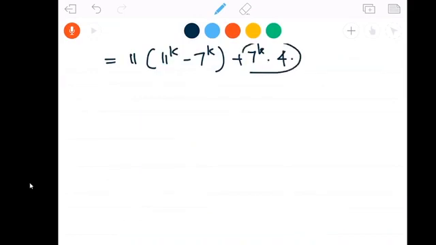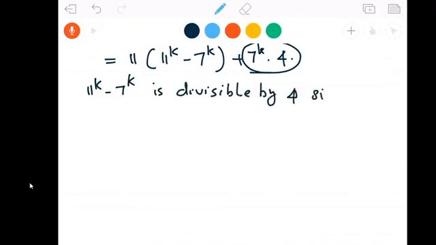The second term is divisible by 4 because already 4 is a factor here, and the first term is divisible by 4 since we have assumed that P of k is true. So 11 raised to k minus 7 raised to k is divisible by 4 since P of k is true. Second term itself, this is also divisible by 4.